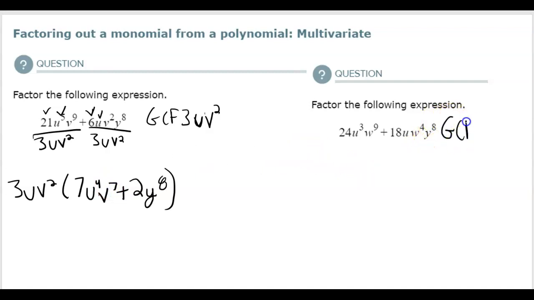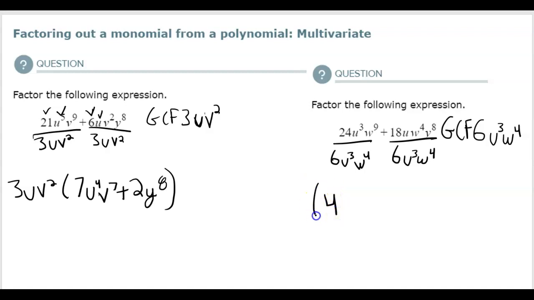If we go ahead and pause the screen and try this one on your own, we end up with a 6, a uw to the 4th, so we divide everything by a 6. And we'd end up with that.